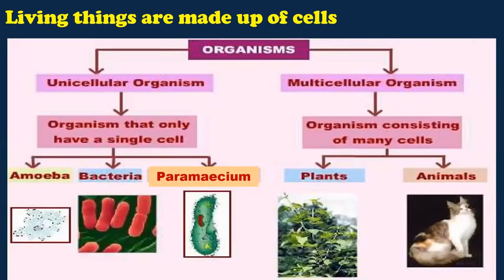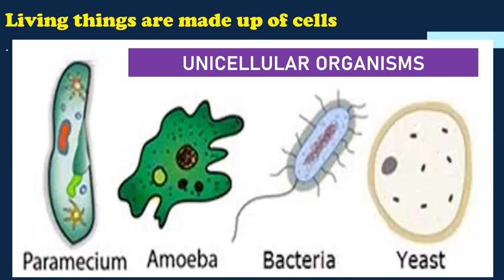Students, some organisms consist of only a single cell. These are called single-celled or unicellular organisms. They are the oldest form of life. Some examples are paramecium, amoeba, bacteria, yeast, etc. These unicellular organisms are mostly invisible to the unaided eye, hence referred to as microscopic organisms.